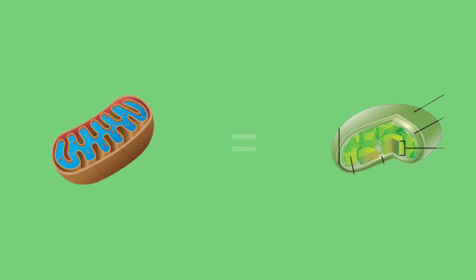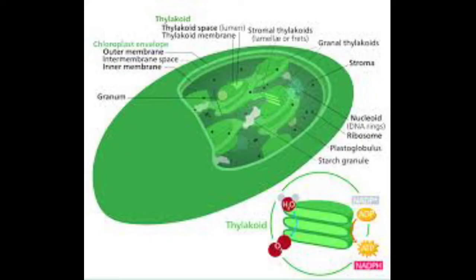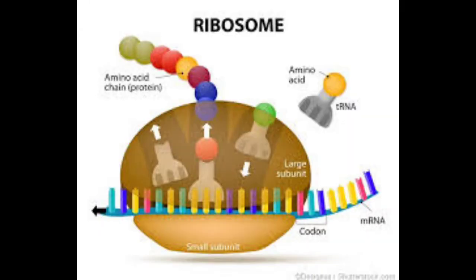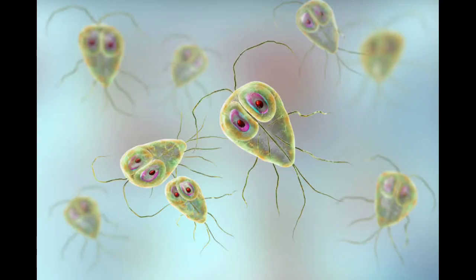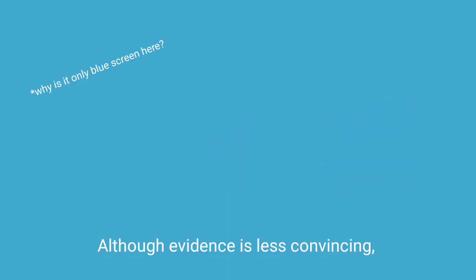Second, mitochondria and chloroplasts have their own DNA that is circular, not linear. Third, mitochondria and chloroplasts have their own ribosomes that have 30S and 50S subunits, not 40S and 60S. Fourth, several more primitive eukaryotic microbes, such as Giardia and Trichomonas, have a nuclear membrane but no mitochondria. Although evidence is less convincing, it is also possible that flagella and cilia may have come from spirochetes.